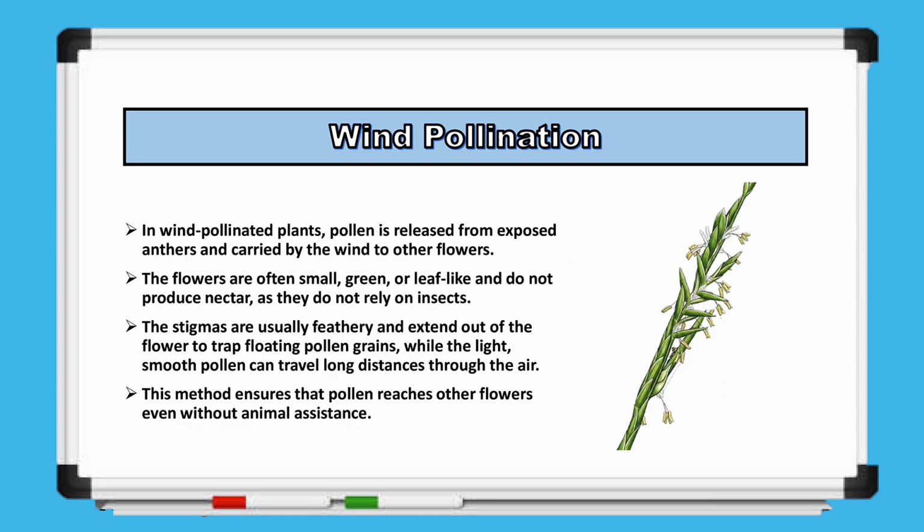In wind-pollinated plants, pollen is released from exposed anthers and carried by the wind to other flowers. These flowers are usually small, green, or leaf-like and do not produce nectar since they do not rely on insects. The stigmas are feathery and extend outward to catch airborne pollen, while the light, smooth pollen can travel long distances through the air. This method allows pollen to reach other flowers without the help of animals.